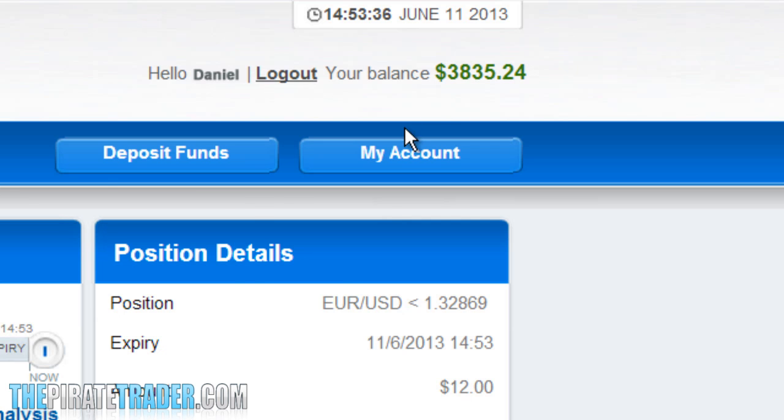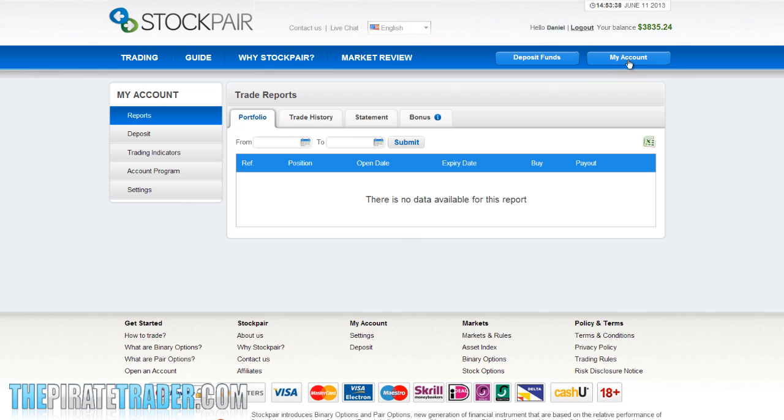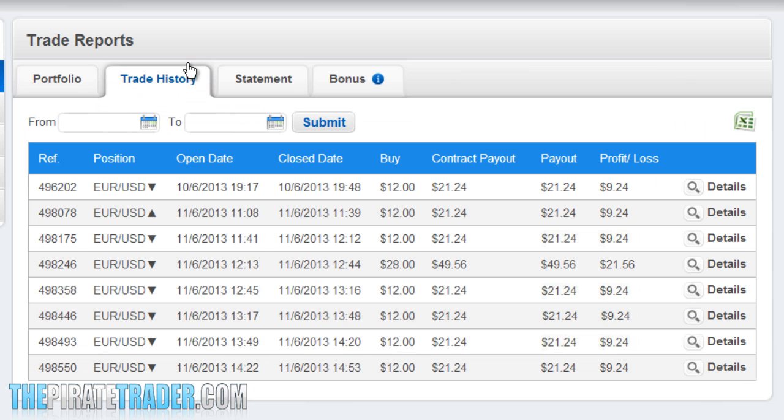So if I click on the My Account tab at the top of the screen, and then click on the Trade History button, you'll see a list of all of my trades that have been submitted. This shows all the information regarding all the trades we've done. So let's scroll right down to the bottom of the list, and here you see our winning $12 trade that we just submitted. Now, we've got a lot of information about the trade here.